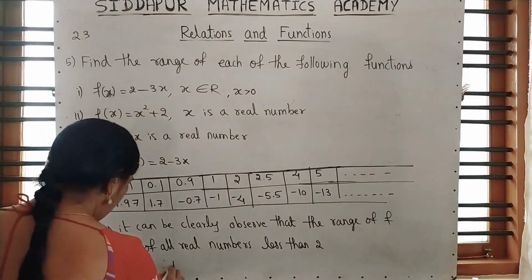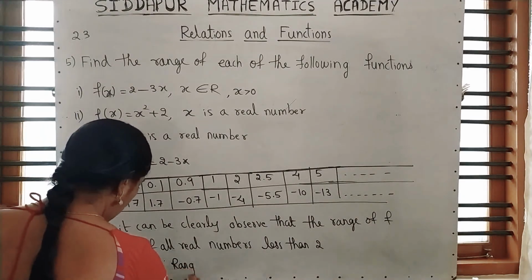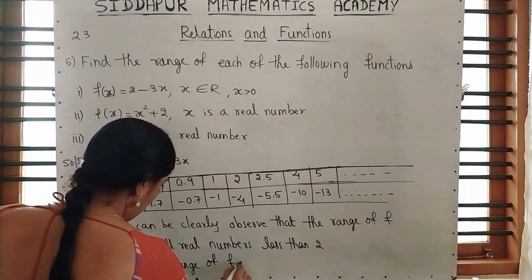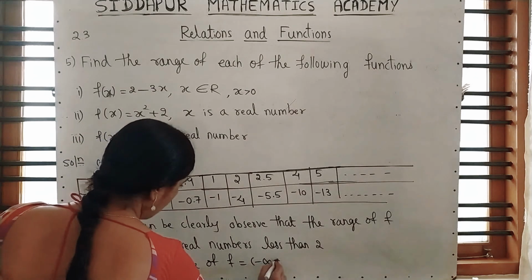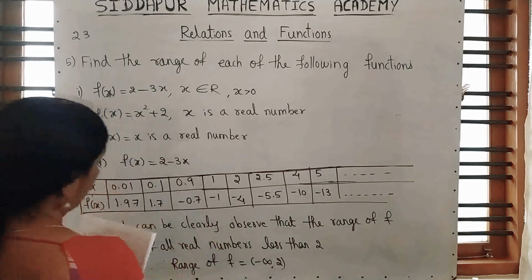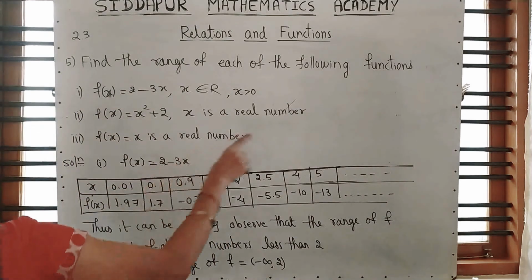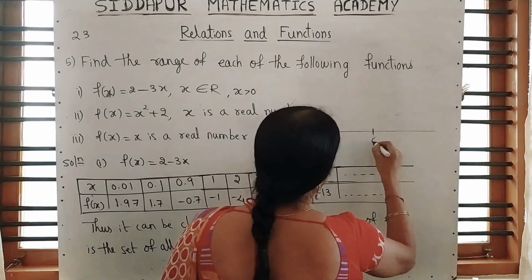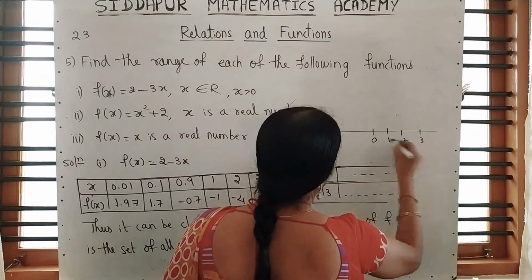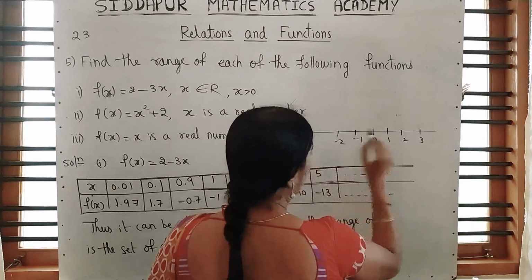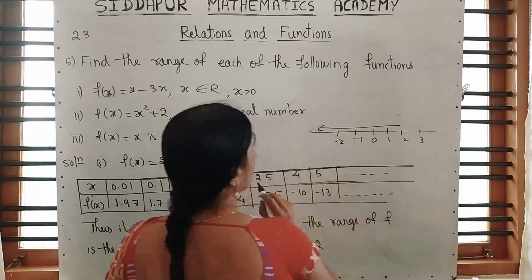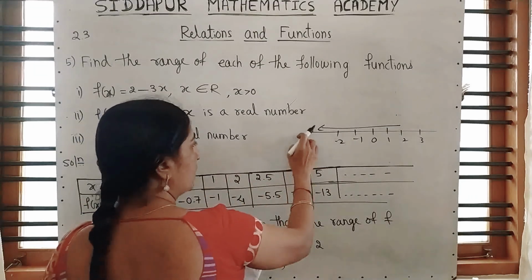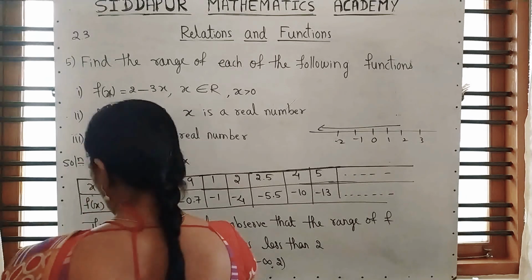So therefore the range of f is minus infinity to 2. It is less than 2, which means it starts with 2 and we are moving on the left side in the number line. See here, this is 0, 1, 2, 3, minus 1, minus 2. Less than 2 means we are moving on the left side. On the left side the starting number is minus infinity.